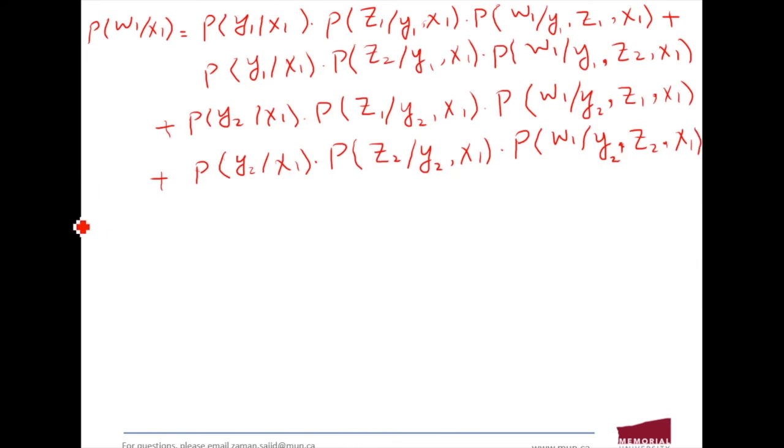Now in the next step, I will apply the Markovian condition and will simplify these relationships. So on the left hand side, I have the probability of W1 given that X1.